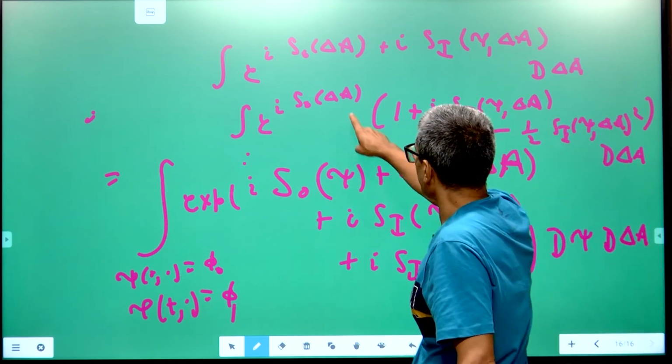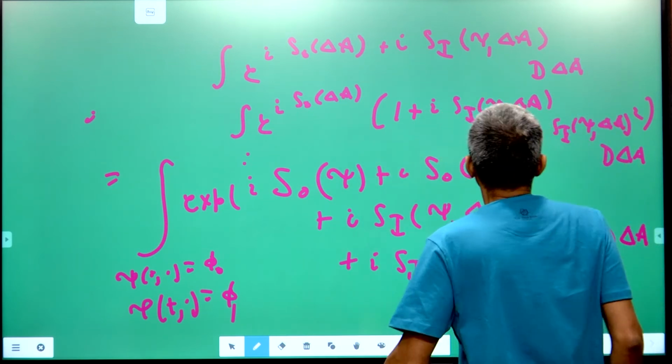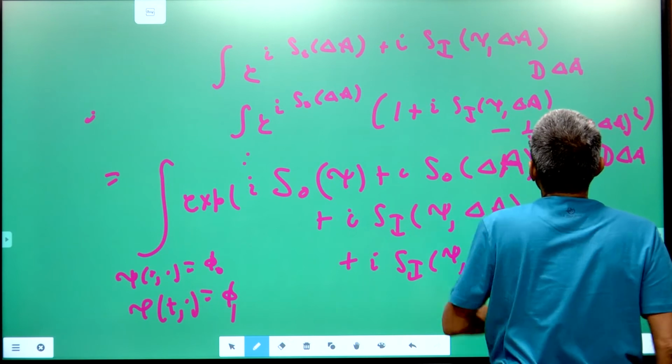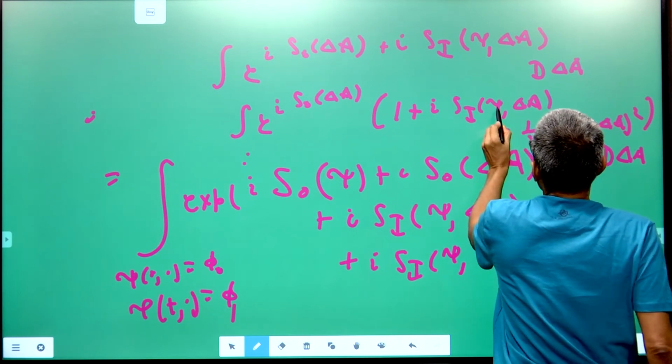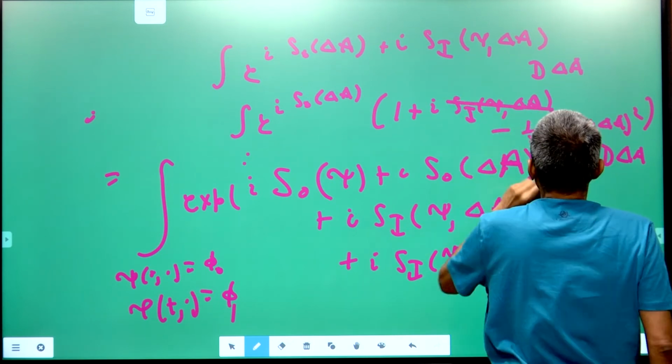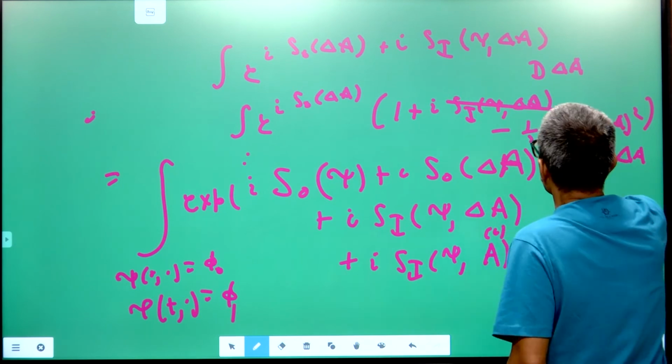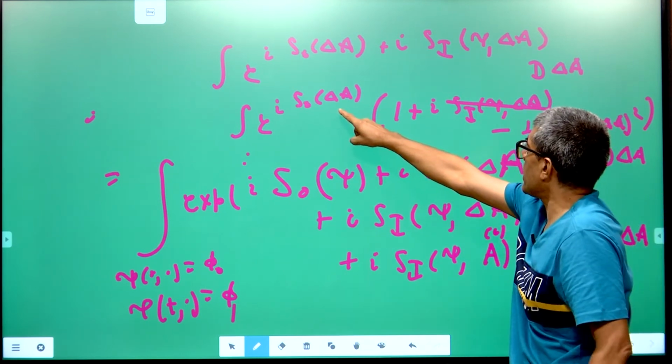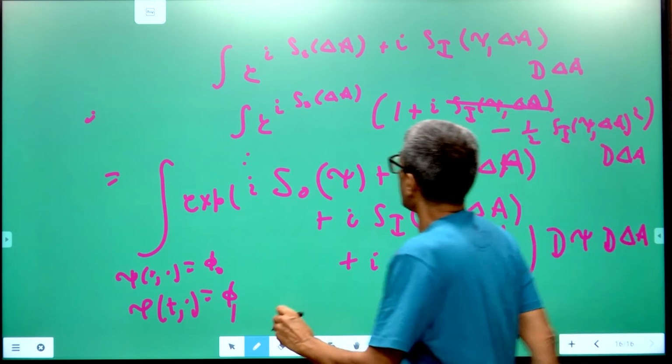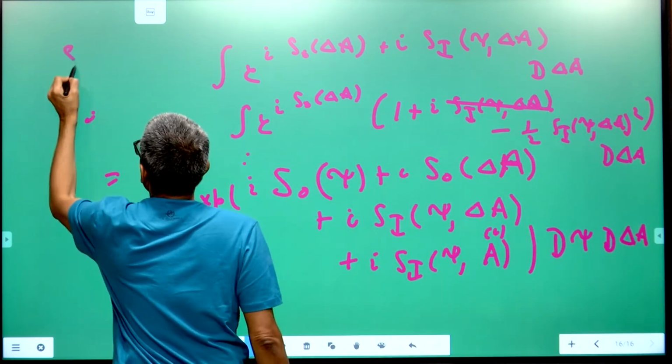Now since S0 of delta A is a quadratic form in delta A, and Si of psi delta A is linear in delta A and bilinear in psi, this term won't contribute. So the first non-vanishing term which contributes is e power i S0 delta A into this. But what is Si of psi delta A?